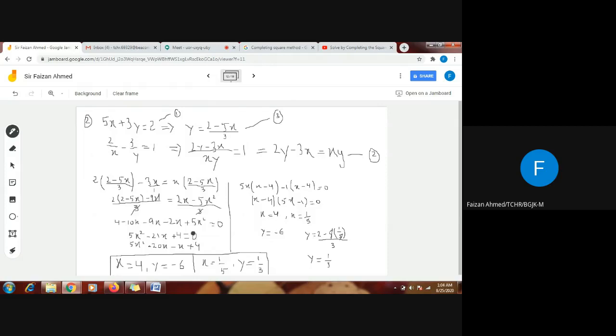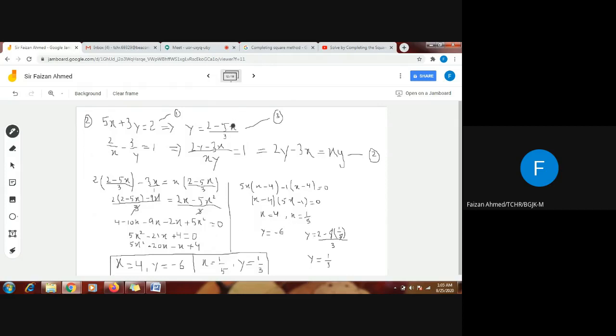So now I will apply the middle term breaking method. My two factors are minus 20 and minus 1. After taking common, my two brackets are x minus 4 and 5x minus 1 equals 0. On equating them one by one to 0, x will be equal to 4 and x will be equal to 1 upon 5.